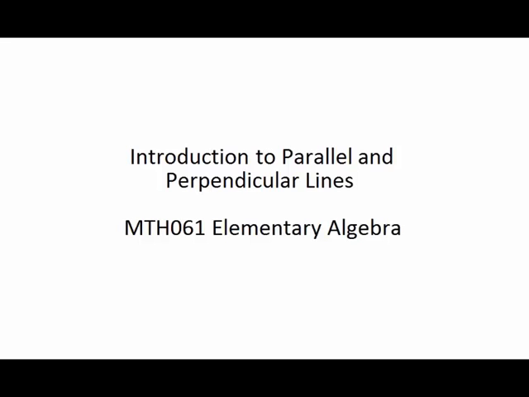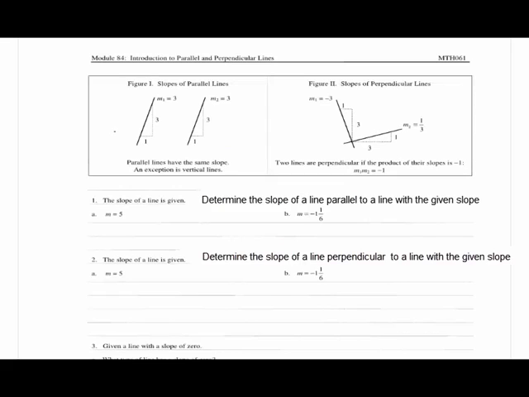In this video we're going to have an introduction to parallel and perpendicular lines. In the boxes above it tells us that parallel lines have the same slope, an exception is a vertical line, and two lines are perpendicular if the product of their slopes is -1. So m1 times m2 is equal to -1.